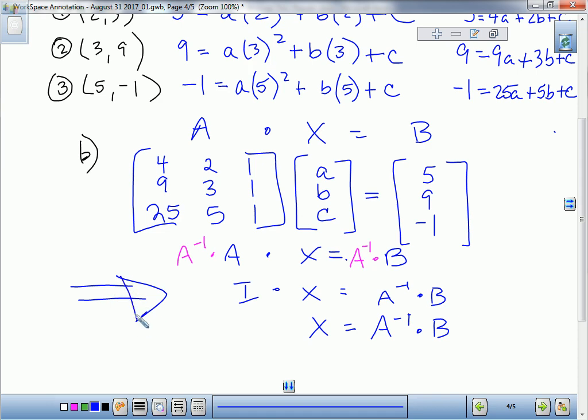For the test. What does the I mean? Inverse.